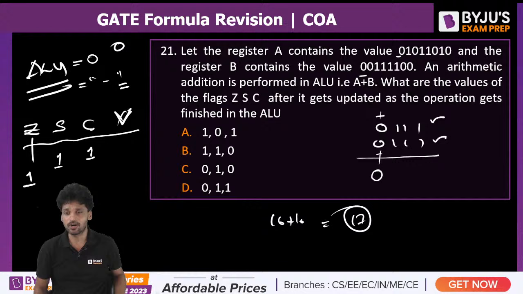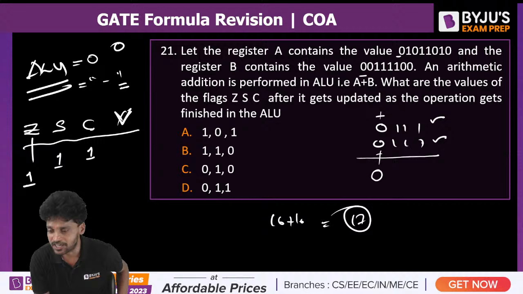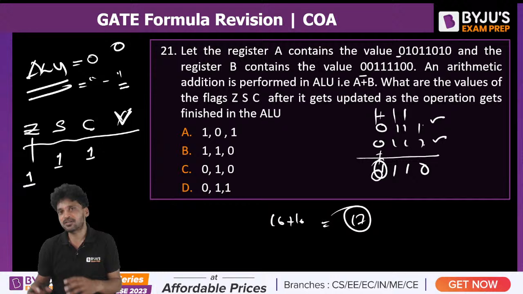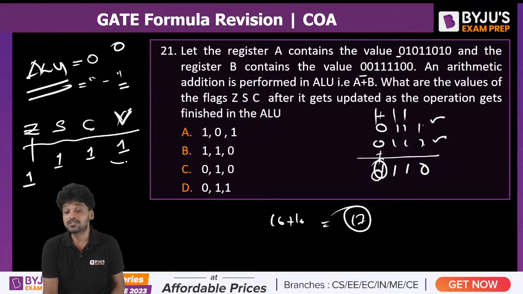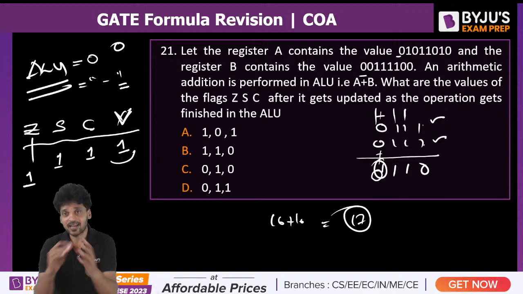When we perform the addition, 1 plus 1 is 0 with a carry, and so on, and 0111 plus 0111 gives 1110. Here the sign digit is getting reversed, right? This is the accidental reversal of the sign. In these circumstances, the overflow flag will be set to 1. When is the overflow flag set to 1? Whenever the sign is reversed, not by the calculation, but due to an error. This is called the overflow flag.